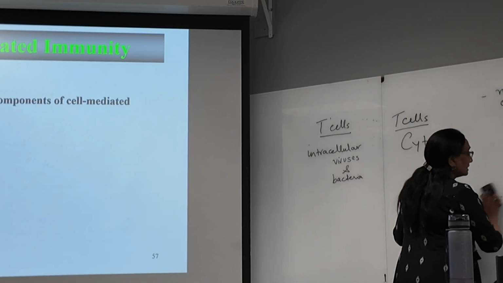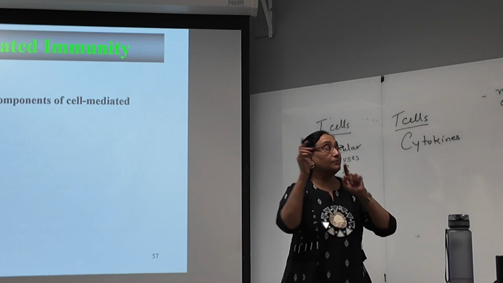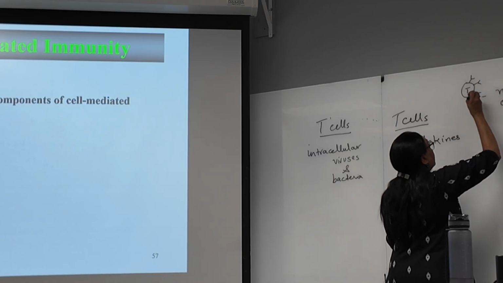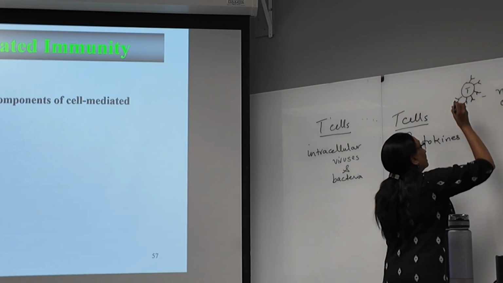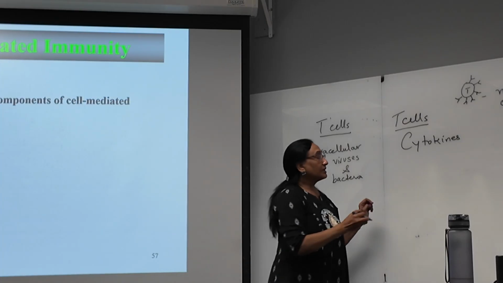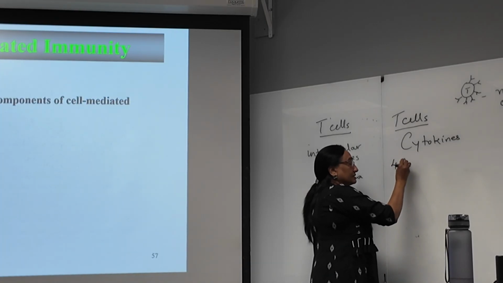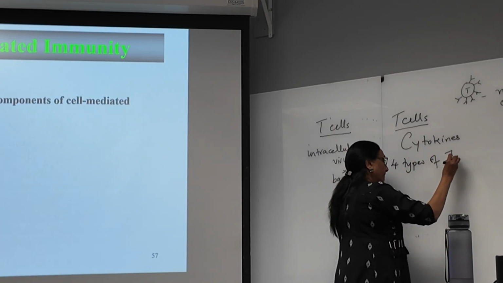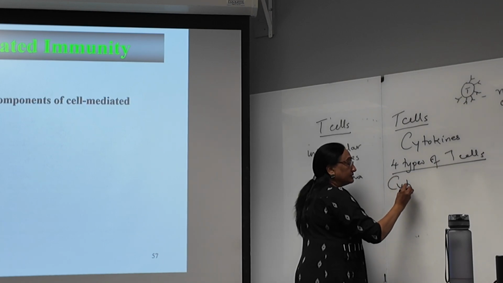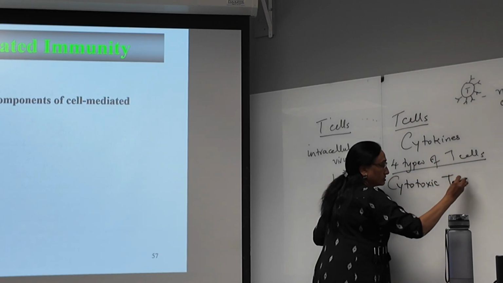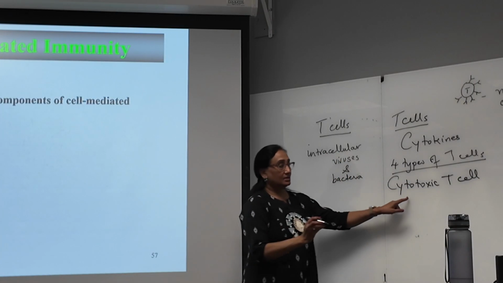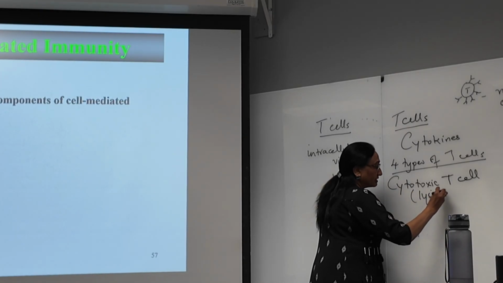And do remember that T cells also have specific receptors like B cells. So if this is a T cell, it will have specific receptors like that. These are called T cell receptors. Okay, T cell receptors. So each particular type of T cell will have a specific receptor. Now there are 4 types of T cells. First is called the cytotoxic T cell. So as the name indicates, cytotoxic, that means it will cause lysis of the cells. This will cause lysis of infected cells.